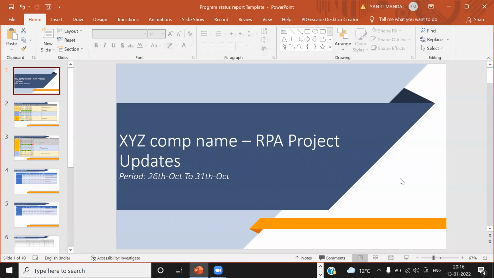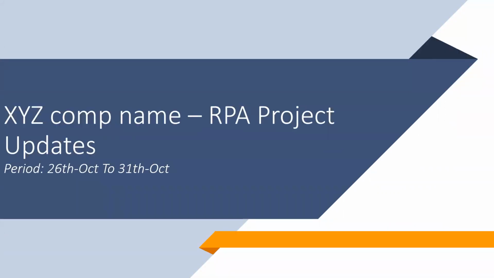Today I'm going to show you the status project report template. Which template should you use to report your project status to higher management? This is the first slide you can see. In the first slide, you should mention your company name and then RPA project updates or RPA project status, you can say.